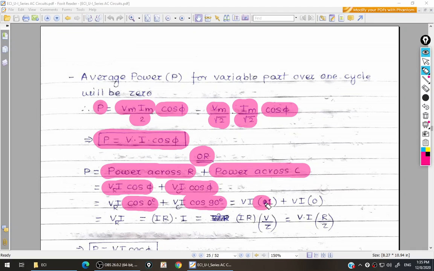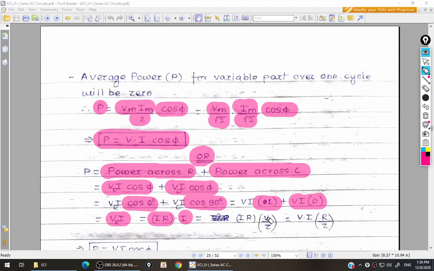So what is cos 0? 1, and what is cos 90? 0. So VI into 1 plus VI into 0. So second part becomes 0. So what you are getting? VR into I. Now what is VR? VR is I into R, current multiplied by resistance, multiplied by this current.